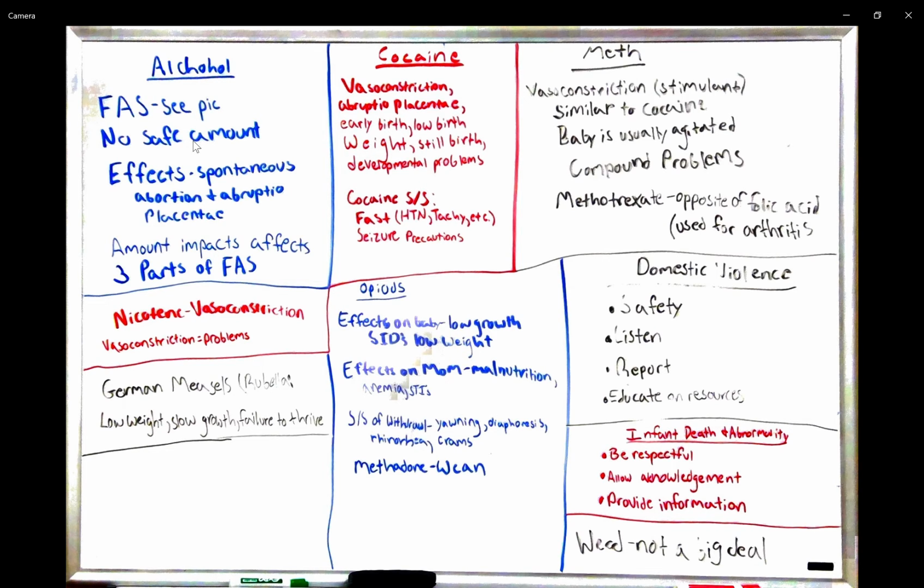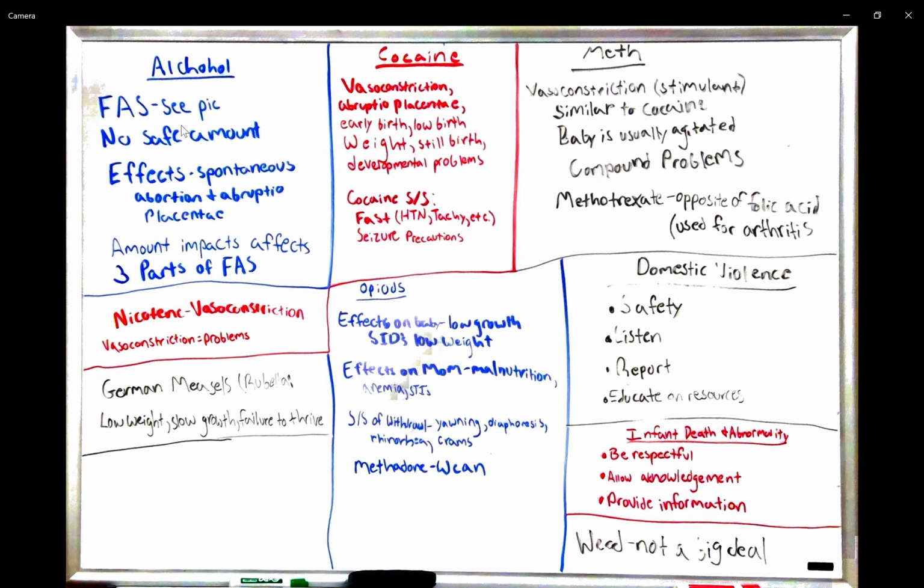Alcohol, as we know, there is no safe amount. Drinking it while pregnant can lead to fetal alcohol syndrome. So just think, it's not good for the baby. Spontaneous abortion, abruptio placentae, along with a lot of other problems. The amount you drink impacts its effects. So I'm not saying that there's no safe amount, but the more you drink, obviously, the more it's going to have an effect. So when looking at fetal alcohol syndrome, we're going to go over a few things.